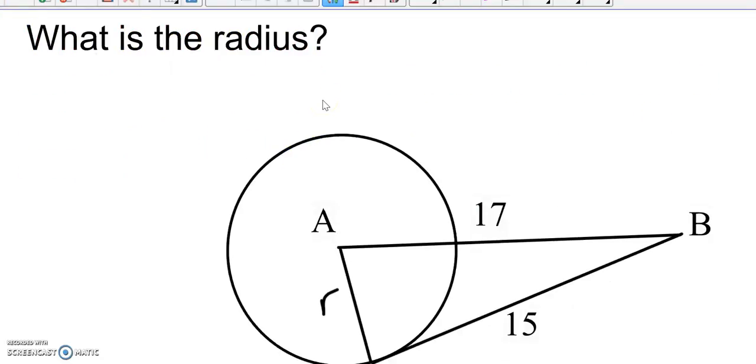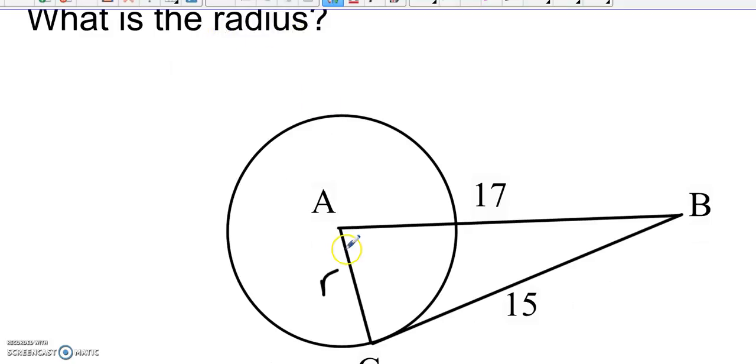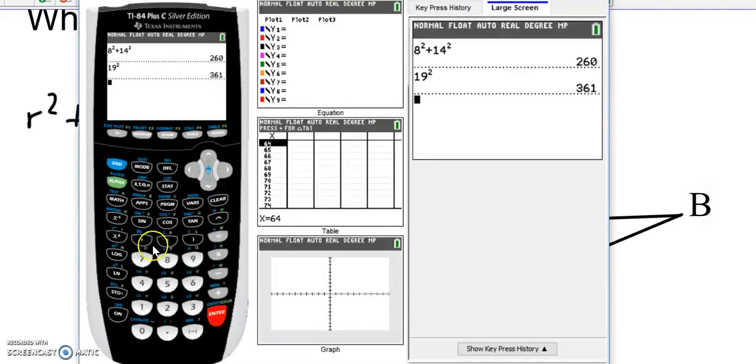All right, so how can we actually solve using this? They want to know the radius in this question. Well, I know that I've got a box here because I got this point of tangency. So that means I can do a Pythagorean theorem. So r squared plus 15 squared ought to equal 17 squared. So at that point, it's just a matter of doing 17 squared minus 15 squared. And I'll go to the calculator real quick and see if I can't establish what that is.